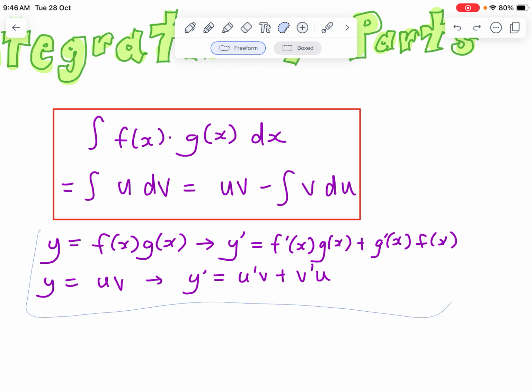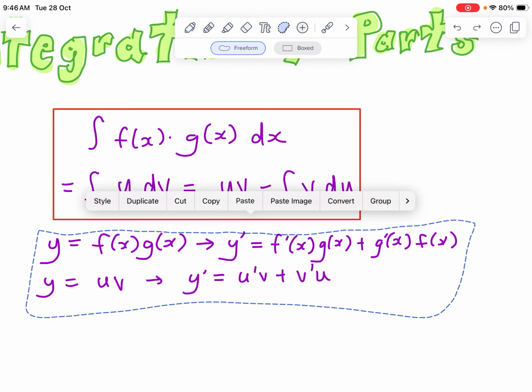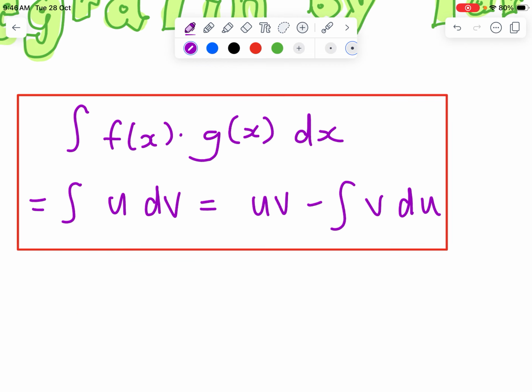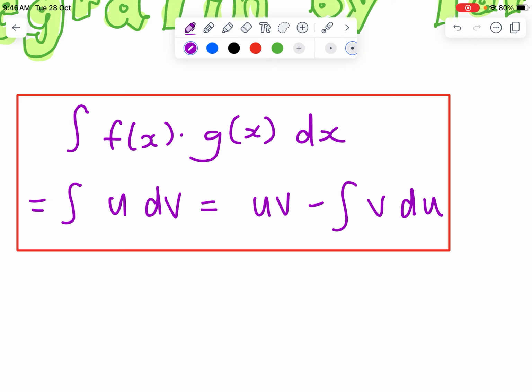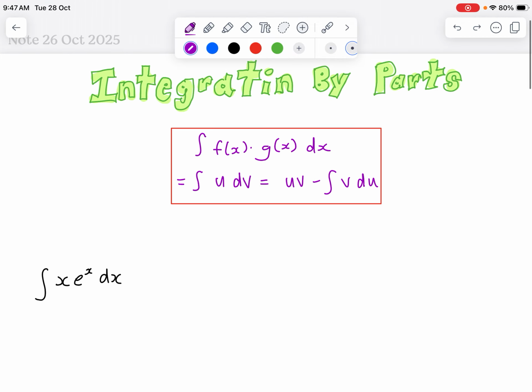So in today's video, that's what we are going to be doing. When we have two functions f of x times g of x, what we want to do is assign one function to be u and the other as dv. Or we could do the other way around. We could assign g of x as u and f of x as dv. And then once we do that, we get u times v minus the integral of v du. Now I know this is really confusing, so let's try to do a problem.